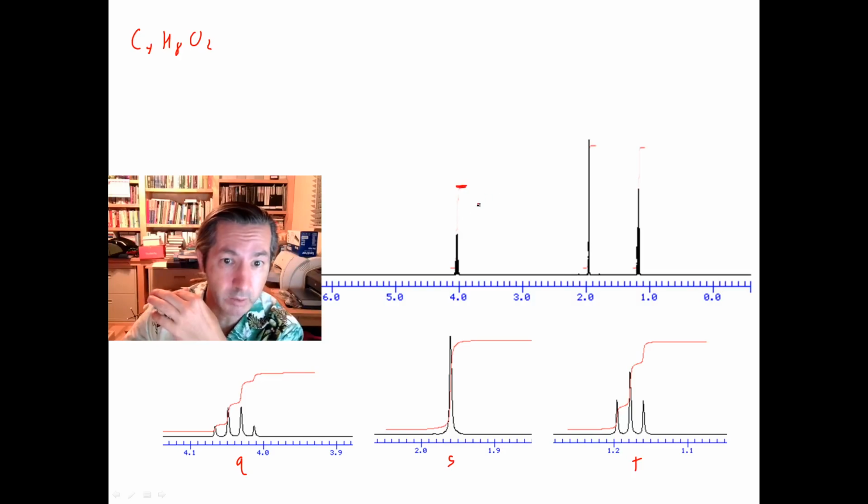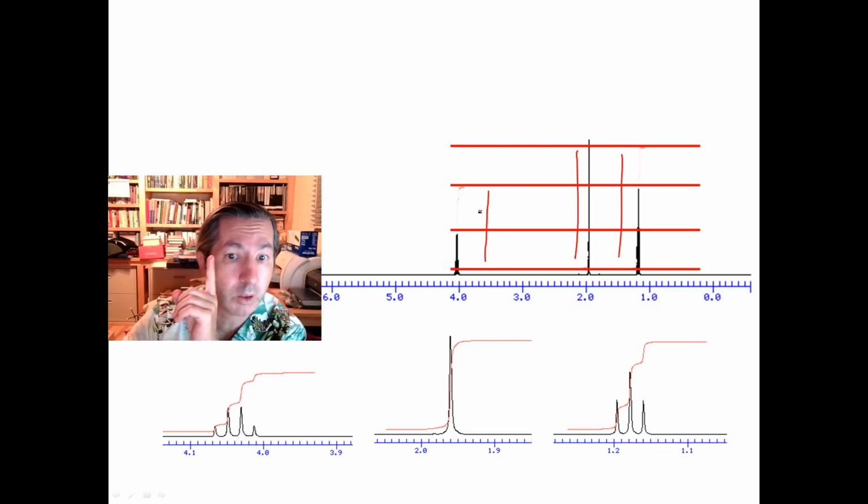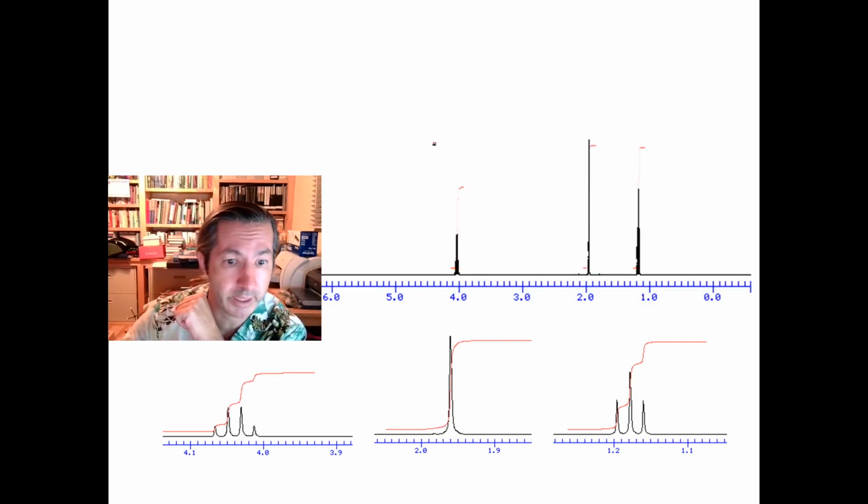Here's the top of an integration line, the bottom of the line, top of the line, bottom of the line, top of the line, bottom of the line right there. That's an integration line. So let's put in our rulers. It's going to be similar to last time. You're going to end up with a 2:3:3 ratio. Remember, we're looking at the peak area, not the peak height. That's a really important distinction there. So we have a 2:3:3 ratio.